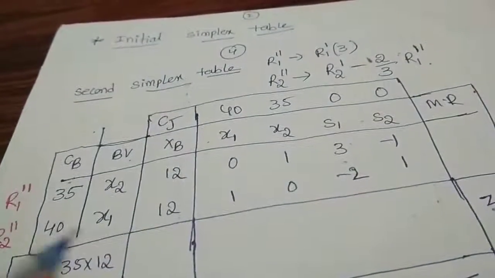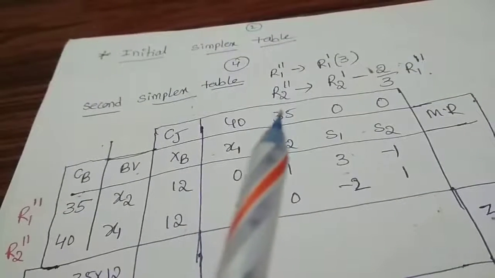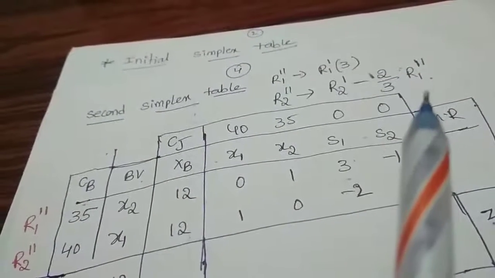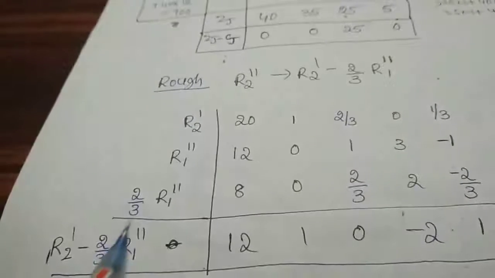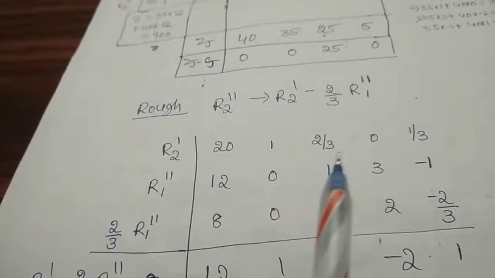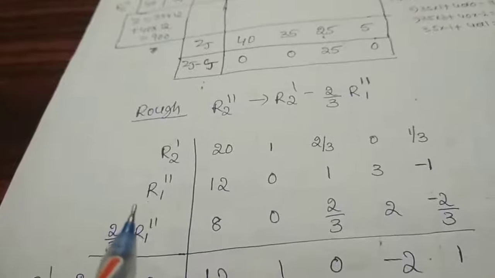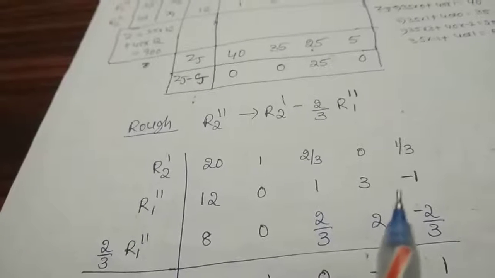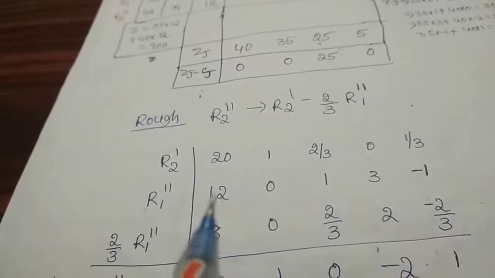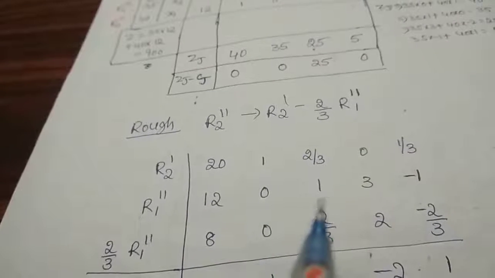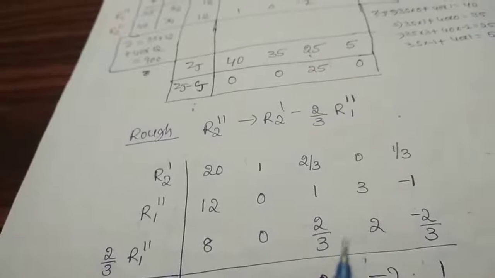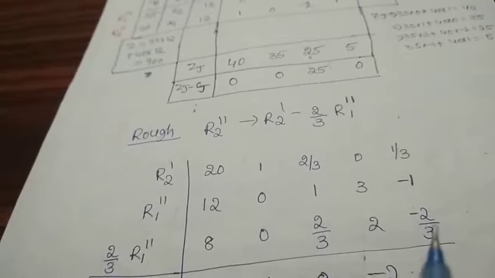Next operation we are applying here: r2 double dash is r2 dash minus 2 by 3 into r1 double dash. I have given the calculation part clearly. R2 dash values are 20, 1, 2 by 3, 0, 1 by 3. R1 double dash values are 12, 0, 1, 3, minus 1. First I am multiplying 2 by 3 into r1 double dash. That is 2 by 3 into 12, 3 fours are 12, so that equals 8. Like this the next value is 0. 1 into 2 by 3 is 2 by 3, here the 3s are cancelled. 2 by 3 into minus 1 is minus 2 by 3.